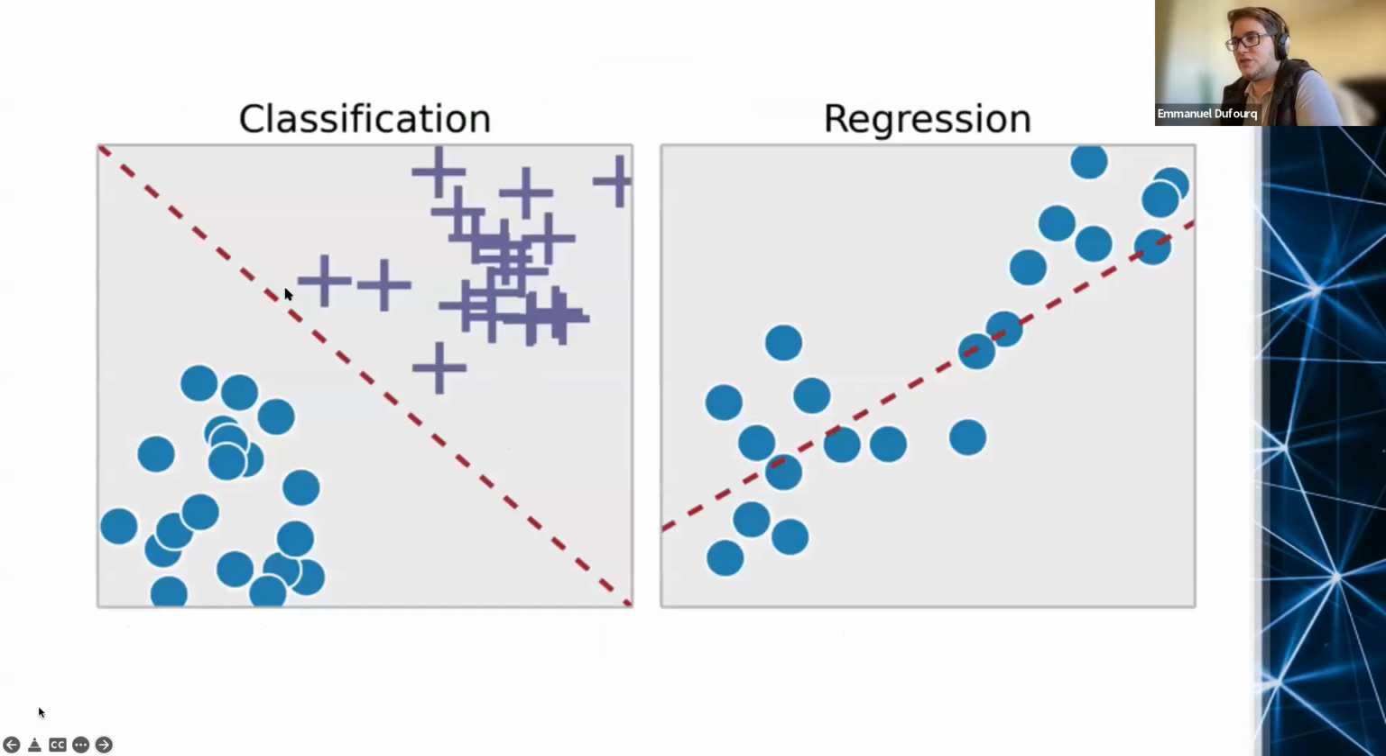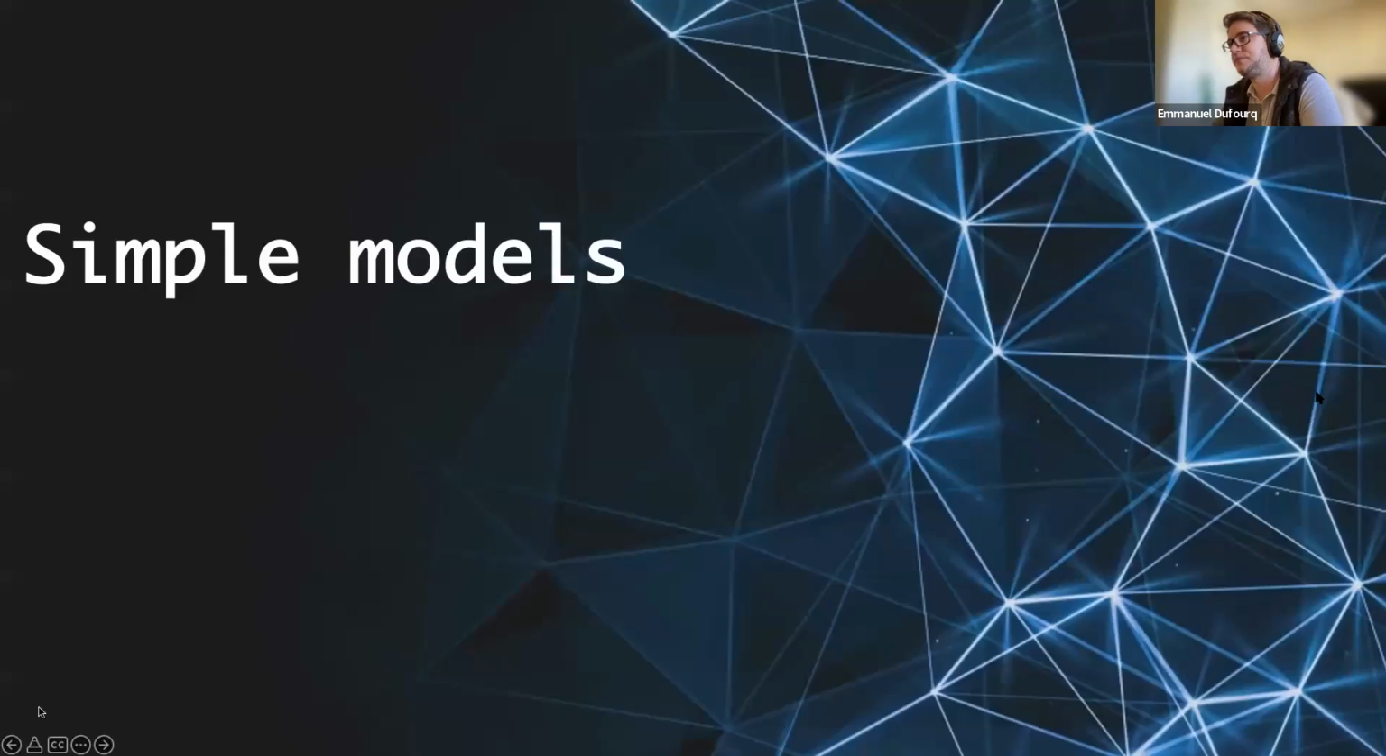So classification, for example, on the left, is when we're trying to create a line that can separate two different things. So we want to separate the circles from the plus symbols. Regression is when we have data and we're trying to fit a line to the data. So two distinct problems, and the models and the approaches we use to solve them will be different.